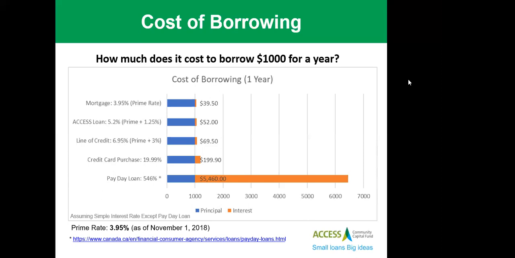So please note that the rates shown in the slides are for illustration purposes only. Rates can be substantially higher or lower depending on your personal situation. Also, I assume all interest rates are simple interest rates except the payday loan, where the rate is an effective interest rate. So the rate can be higher for credit cards or for mortgages. As I mentioned before, the interest rate for credit card purchases is, let's say, 19.99%.